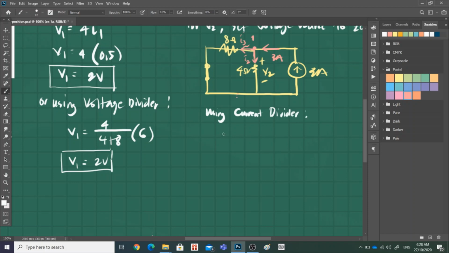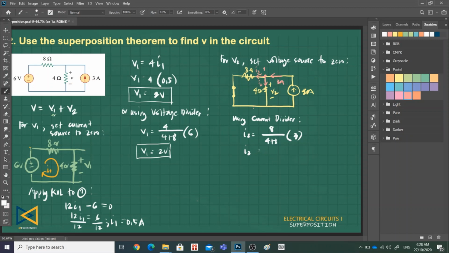So, yung I sub 2, kung hinahanap natin yung current magpo-flow sa 4 ohms, syempre, ang nasa numerator, yung 8. 8 over 4 plus 8 times yung total, which is 3 ampere. So, I sub 2 is equal to 2 ampere. Ayan. Therefore, ang V sub 2 natin is equal to 4 times I sub 2. Which is 4 times 2. V sub 2 is 8 volts. Ayan. So, ito na yung isa natin.